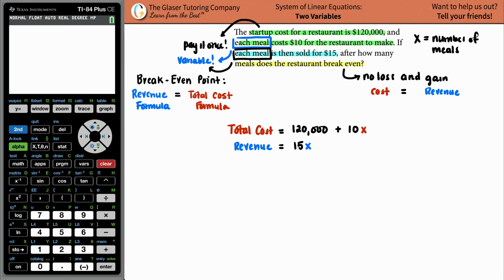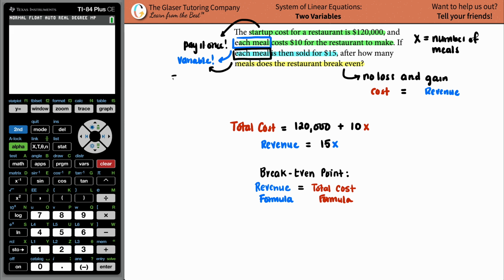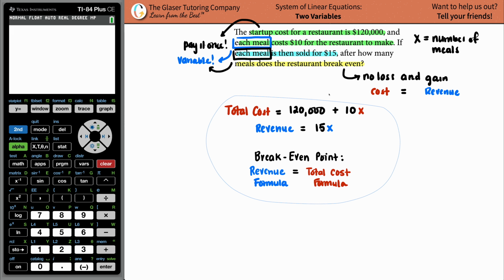Now, at the end of the day, we want to find out what the break-even point is and how many meals the restaurant needs to make in order to break even. So the break-even formula, if I just bring this back over here, I forgot that little piece, but there we go. And maybe I'll move this back up to the top now. The break-even point is that revenue equals the total cost.